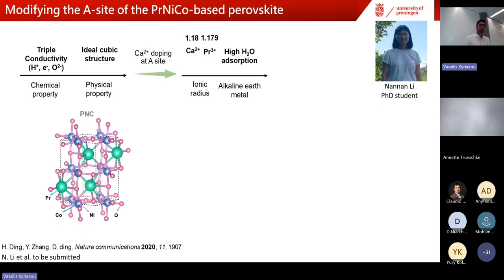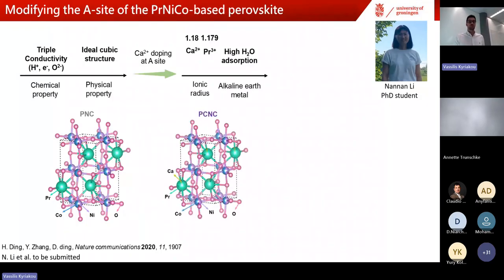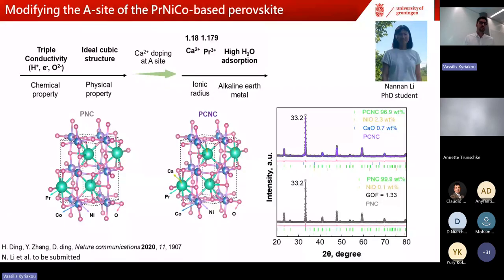From one side, if you want to do electrolysis, theoretically, if you add calcium, that is a 2+ oxide, in praseodymium on the A side, you could create some extra vacancies in your structure, and at the same time, you can also enhance the water absorption properties. So my PhD student Nanan tried to synthesize materials, but even with small amounts of calcium doping, she observed some minor impurities in the X-ray diffraction, not at a level that we're not going to test the material. We checked also with SEM, and we couldn't see any of these impurities, like a secondary phase on the surface.